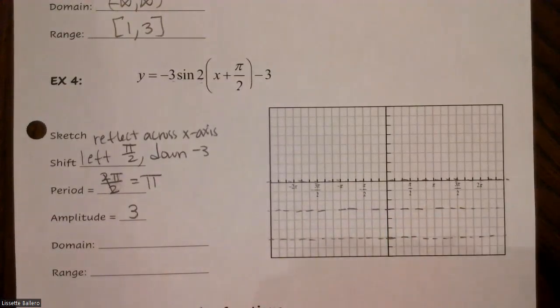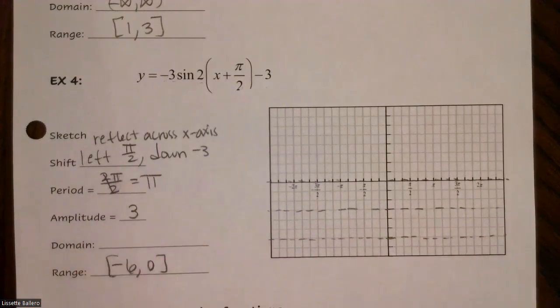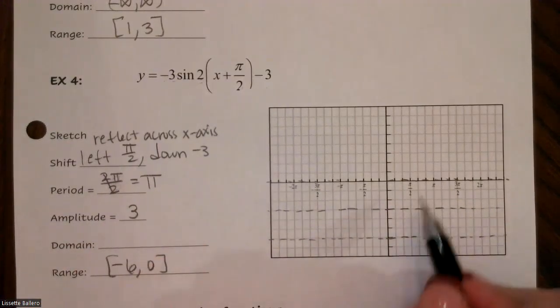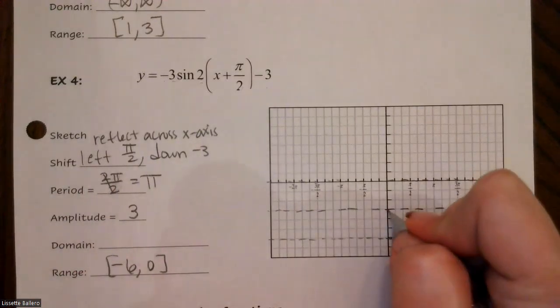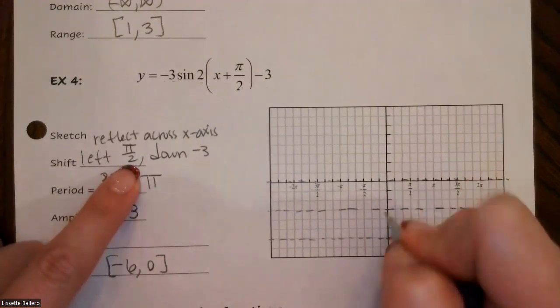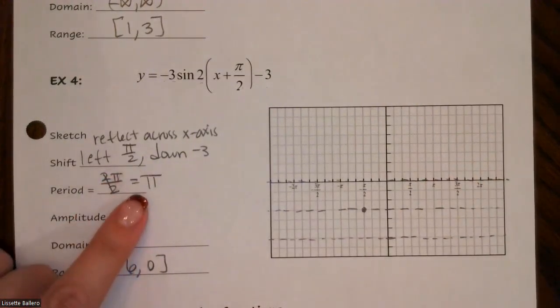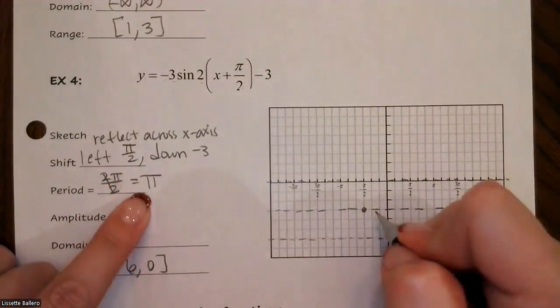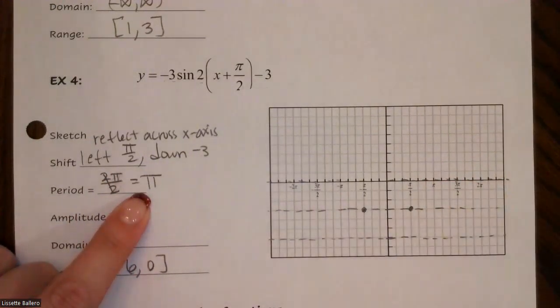And so I know all of the values are going to fall between that. So I can go ahead and write my range to be from -6 to 0, because I know this entire sine curve has to fall in between there. All right, our sine curve starts at the center, so it would be right here. But we need to move it to the left pi over 2. So I would go right here. The period is pi. So pi from here would be right here. This is where it needs to end.